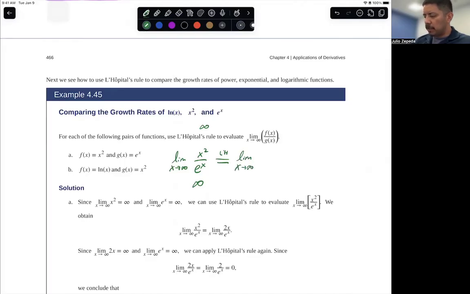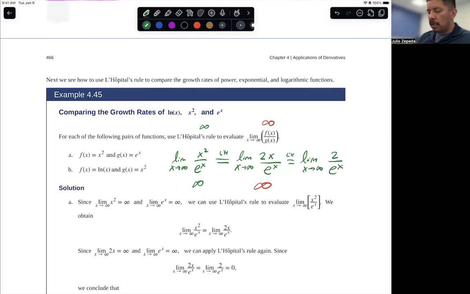we do the limit as x approaches infinity of the derivative of the top over the derivative of the bottom. The derivative of x squared is 2x. The derivative of e to the x is e to the x. So again, if we do direct substitution, we get infinity on top. 2x goes to infinity as x goes to infinity, and e to the x goes to infinity as well. So again, we can apply L'Hopital's rule. The limit as x approaches infinity of 2 over e to the x.